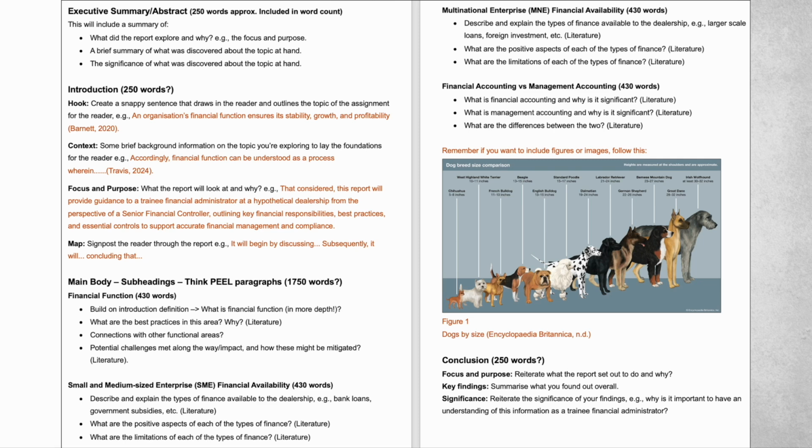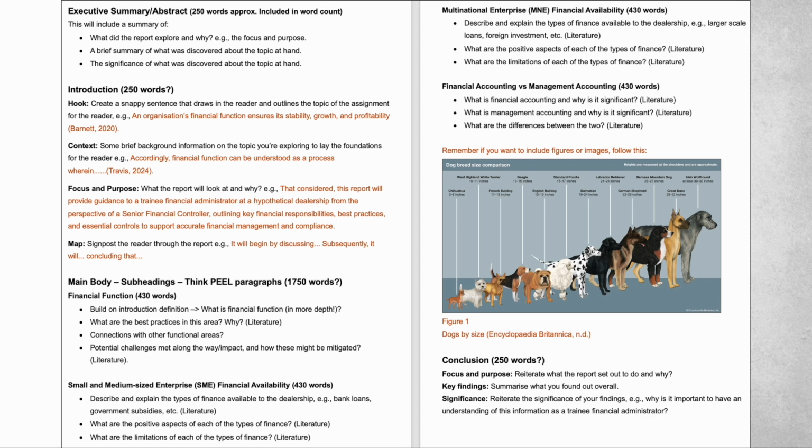Financial function, 430 words. Build on your introduction definition. What is financial function in more depth? What are best practices in this area and why? Use the literature. Connections with other functional areas, potential challenges met along the way and the impact and how these might be mitigated. Use the literature.